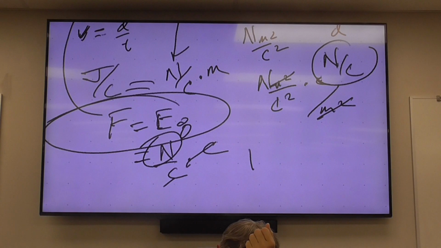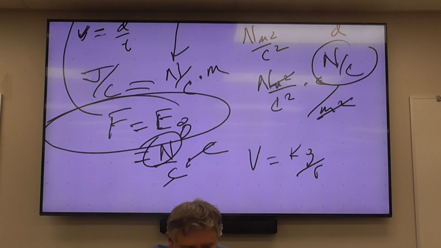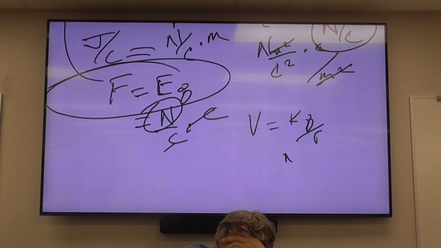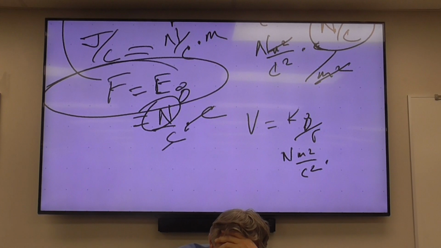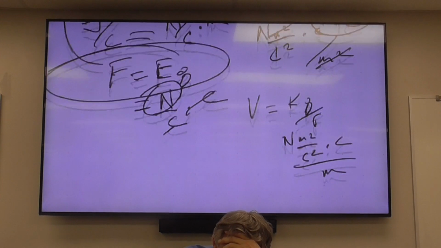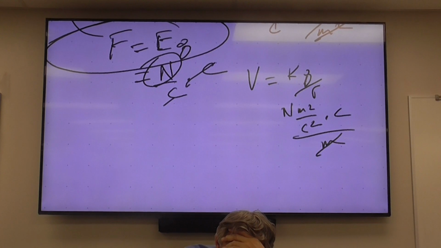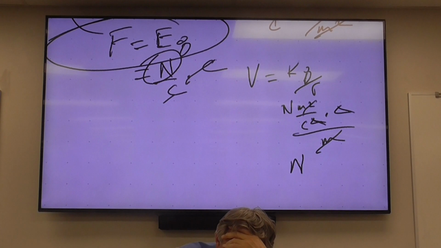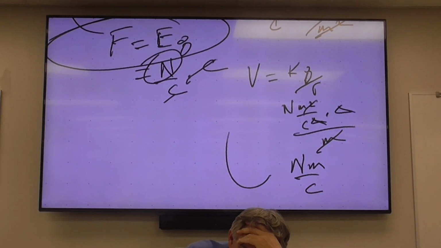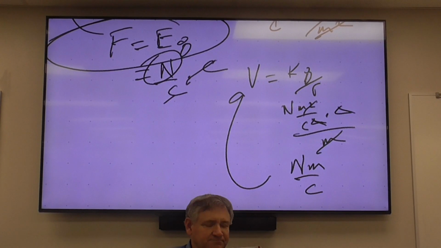Now, the other way that you can look at voltage is that it's KQ over R. Again, if you look at the units, you've got newtons meters squared over coulombs squared, times coulombs divided by meters. So this cancels out. You lose one of the coulombs. You have newton meters per coulomb, which is what voltage is measured in.